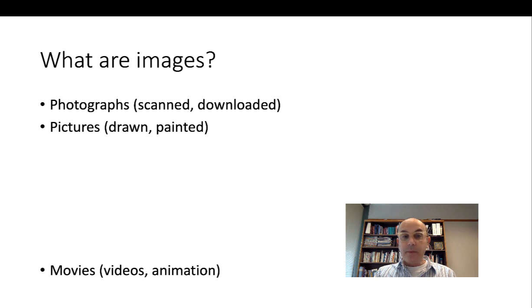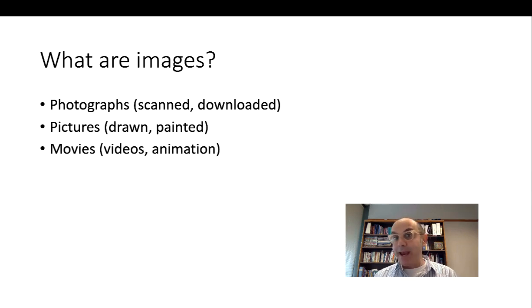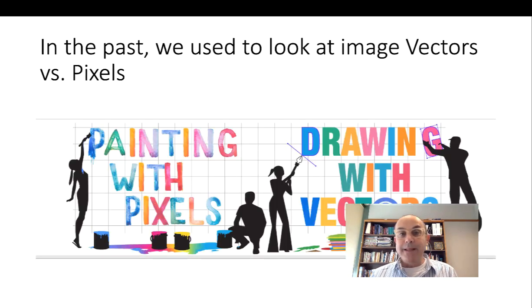So what are images is a basic question that we need to understand. We have photography, which can be scanned by a usual device or downloaded. We have pictures, drawn or painted. We have movies, videos, and animation. But in the past, we used to look at images as vector versus pixel. And this is a really important thing, because each one of them consists of a different structure and how it's built.